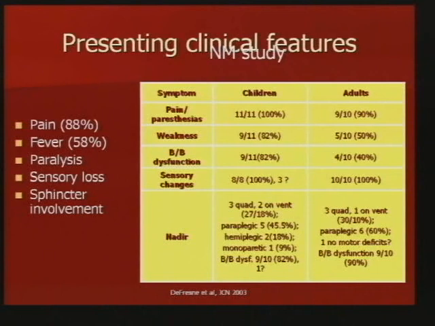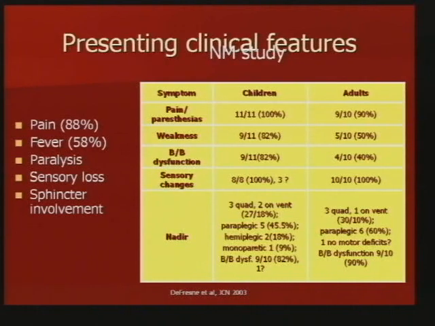The nadir, meaning the lowest period, we found that 3 of our children were quadriplegic, and we only had 11 children. 2 were on a ventilator. Paraplegic, so legs only, 45%. Hemiplegic, so spinal cord on one side, we found 18%. Monoparetic, one limb, 9%, and bowel and bladder dysfunction, as we said, 82%. And those numbers differed between the adults and children.